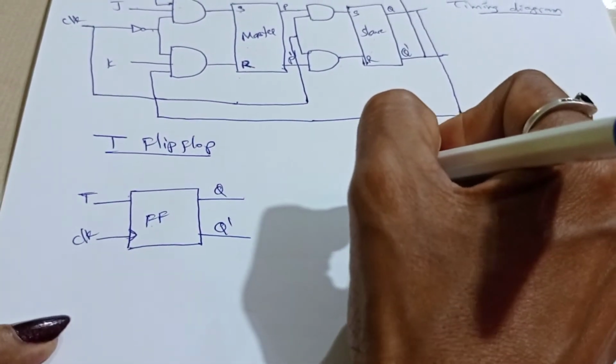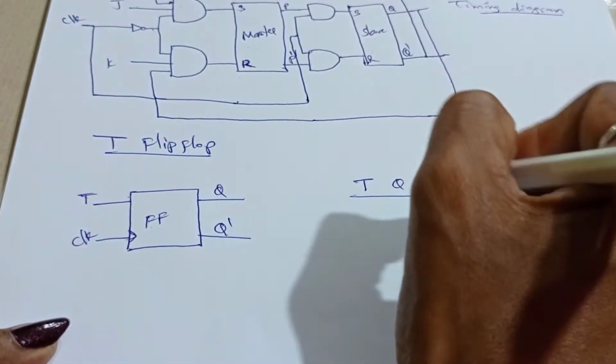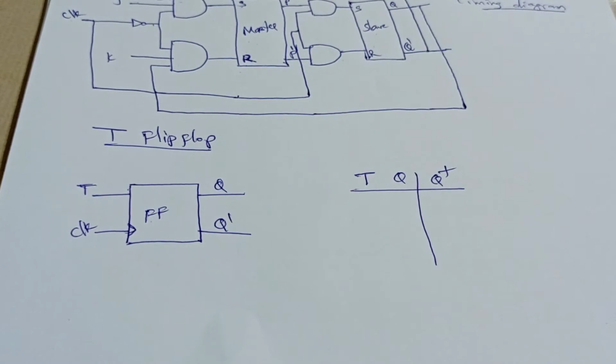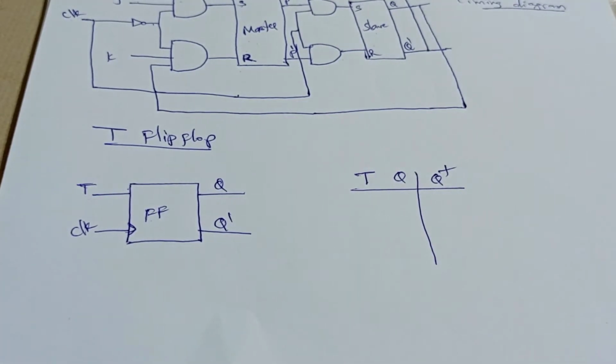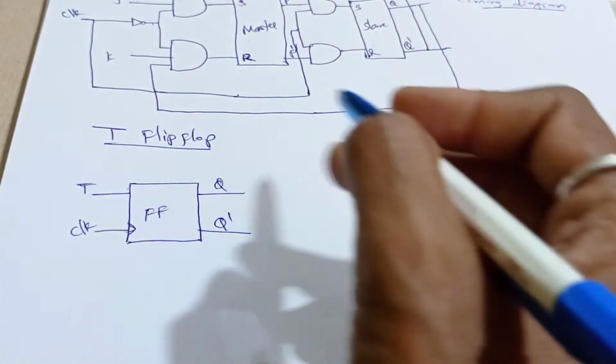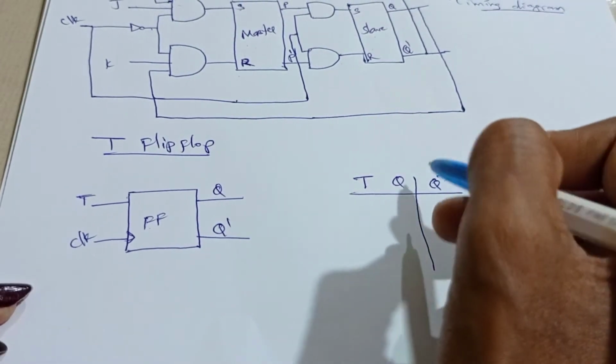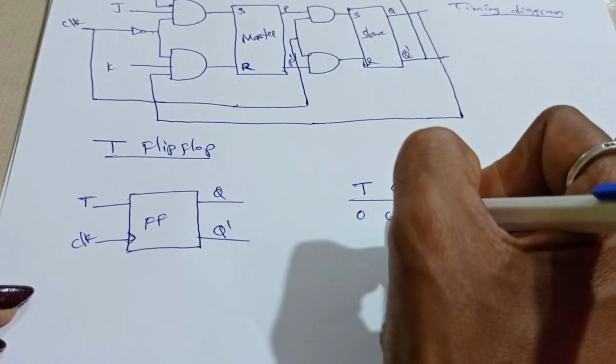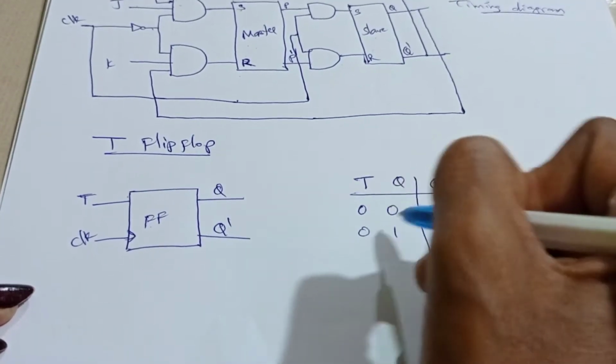Q, T, Q, Q plus. That is the next state. When T is equal to 1, it changes the state, and when T is equal to 0, no state change occurs. This is the next state, that is here Q plus. Right? T is equal to 0. Q 0: 0 1 1 0 1 1.